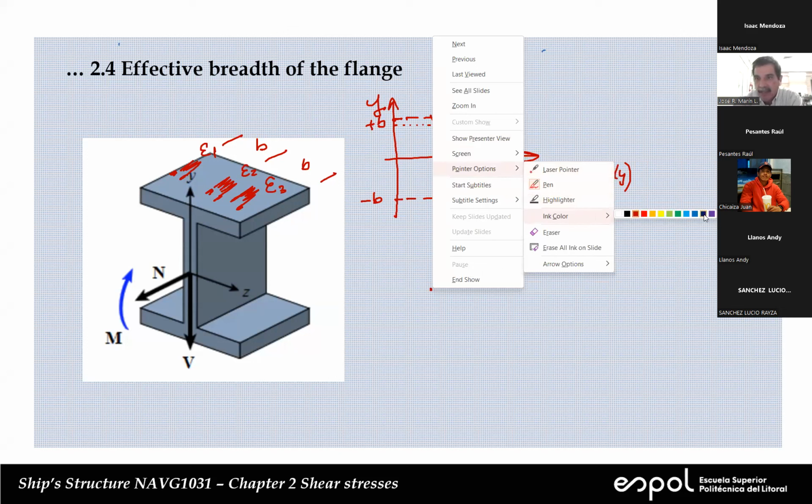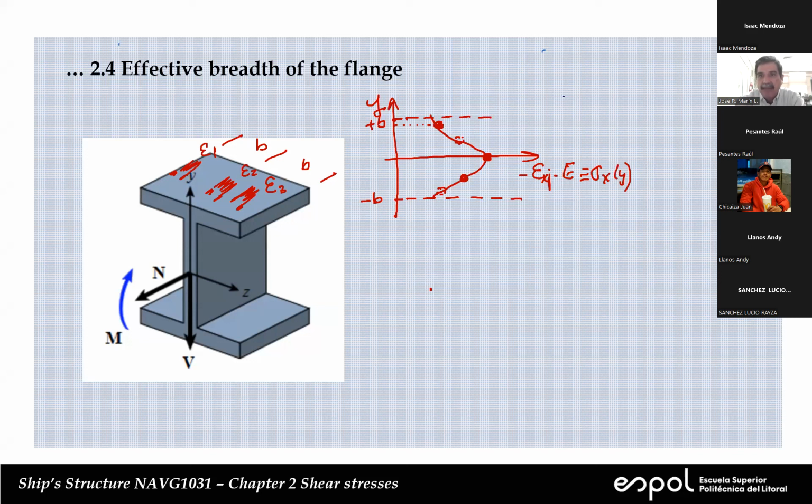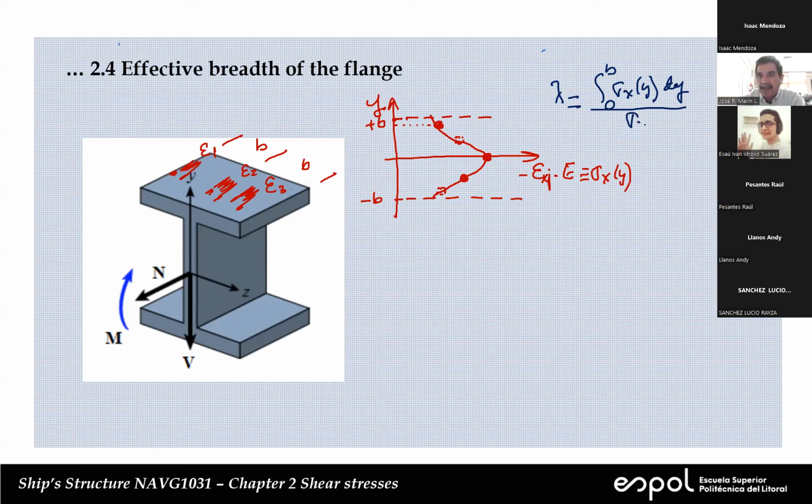Let's recall. Lambda is the integration from 0 to b of sigma x as a function of y, dy, and we have to divide it by, anybody? Divided by what? Maximum stress. So in this case, this is the maximum value.